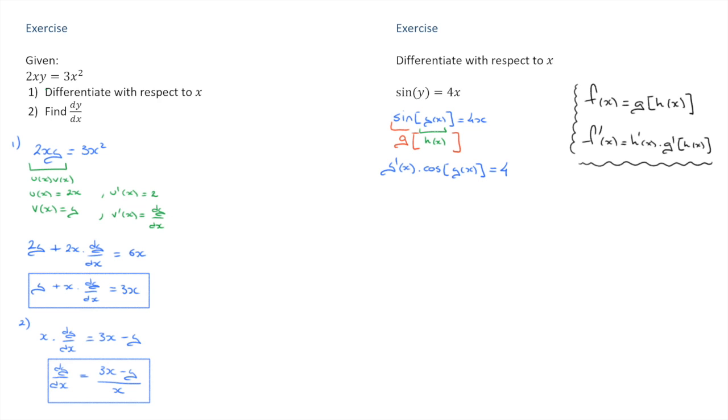Now we can of course rewrite this in terms of dy/dx and y, and that would be dy/dx times cosine of y, and that equals 4. And there we have it. We've just differentiated this expression with respect to x using implicit differentiation. Let's look at a couple more examples.